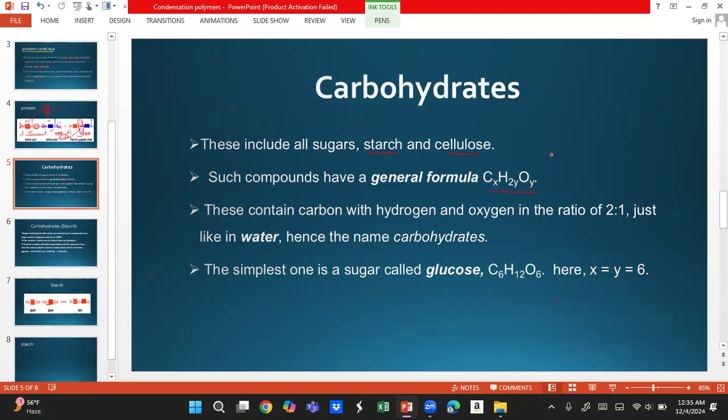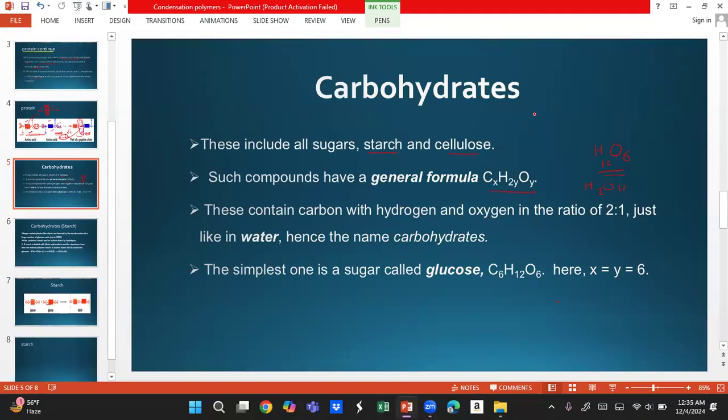CxH2yOy. Meaning if O is 6, H will be double of it. Hope you understand. If O is 11, H will be 22. Hope you understand. So this is the general formula.